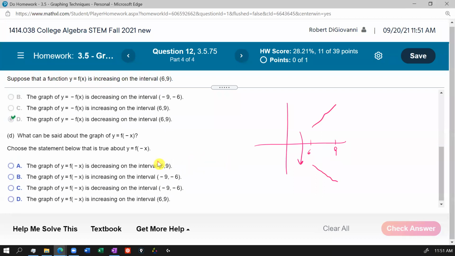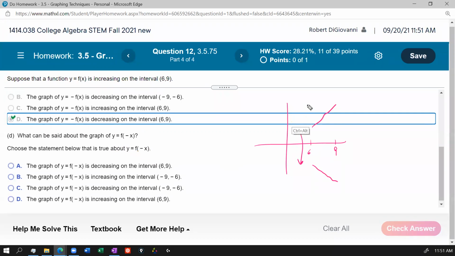Okay, now they want to know the same thing about not f of x, but f of negative x. That's a reflection over the y-axis. And that would mean it looks like this. This would be -6. This would be -9. So it'd be decreasing from -9 to -6.